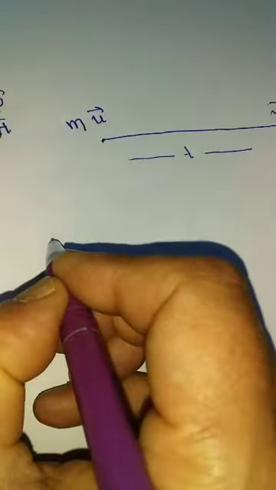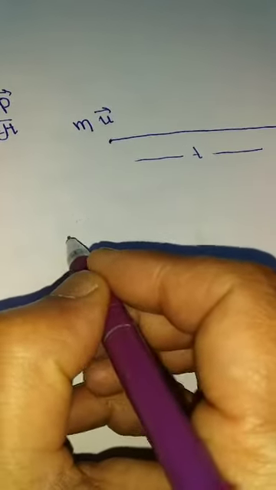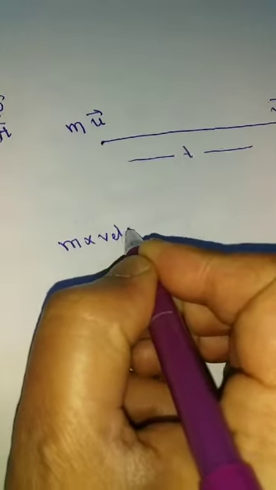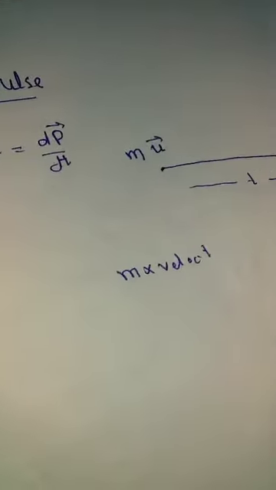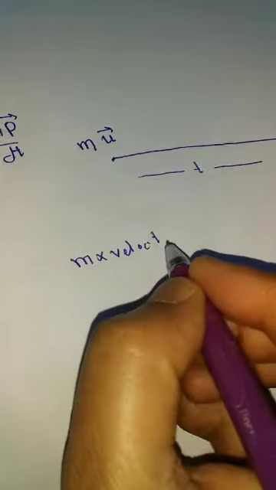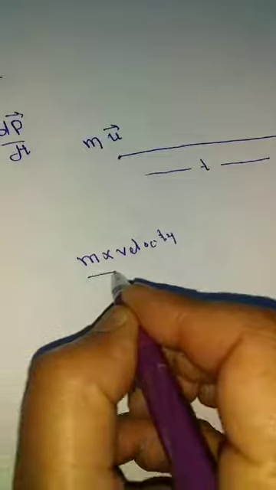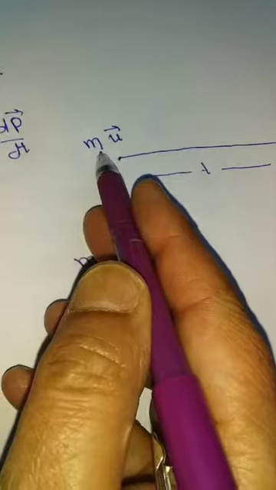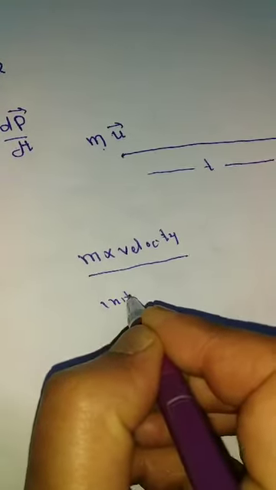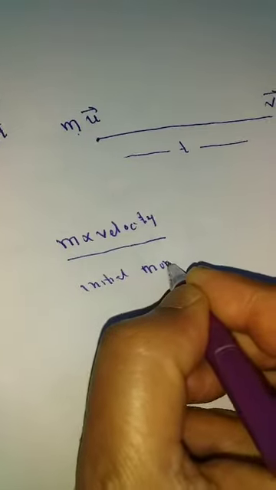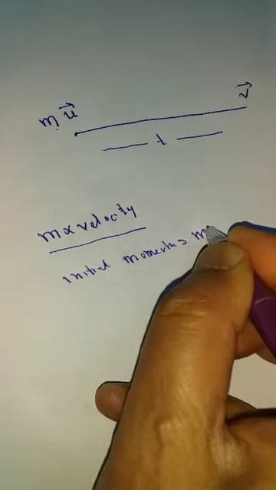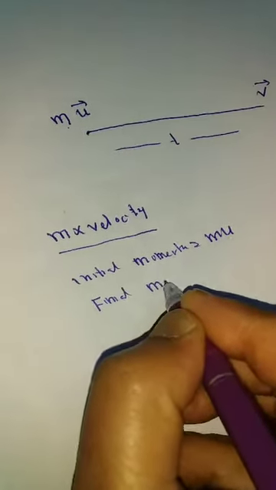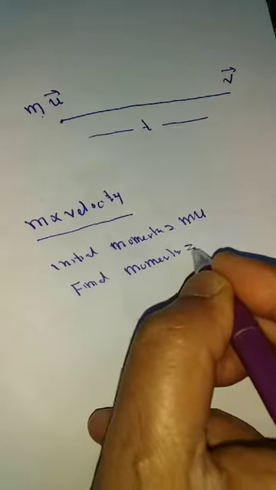We know that momentum is equal to the product of mass and velocity. That means mass and velocity. If we write the initial momentum, it is equal to mu. The final momentum, if I write it here, is mv.